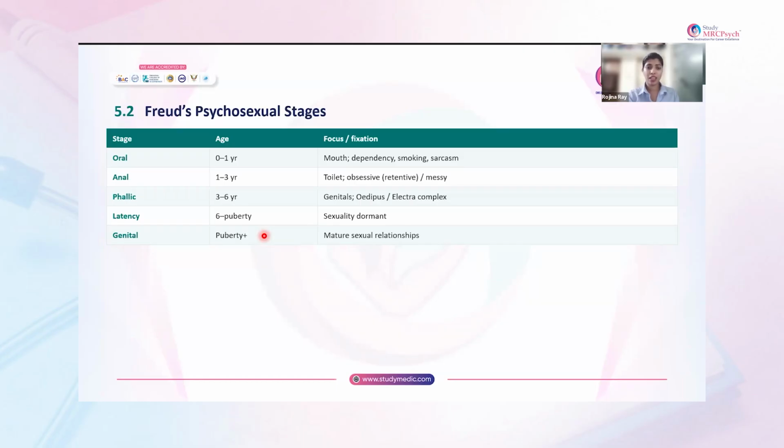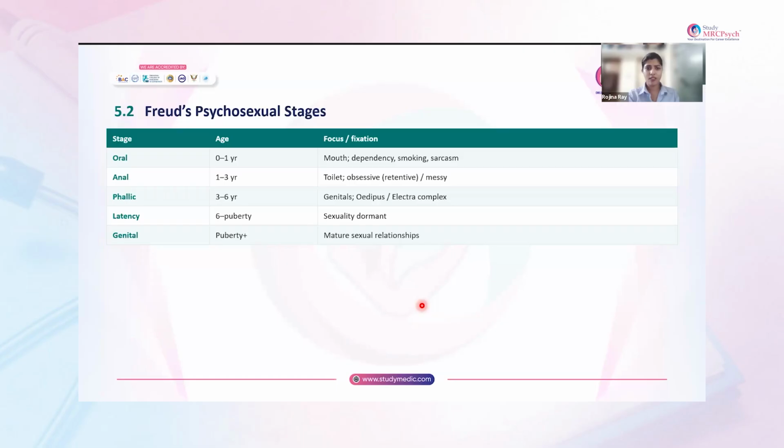The children become aware of their genitals, and the boys experience the Oedipus complex, and the girls the Electra complex, and they identify with the same-sex parent, contributing to the development of superego. Then the fourth stage is the latency stage, that is from 5 years to puberty. Here the sexual drives are relatively dormant. The energy is channeled into school, friendships, and development of skills.